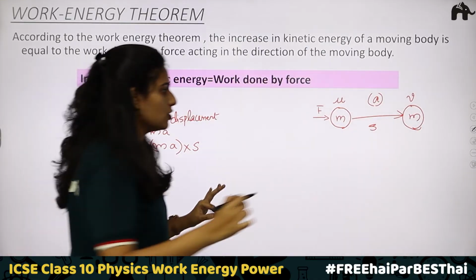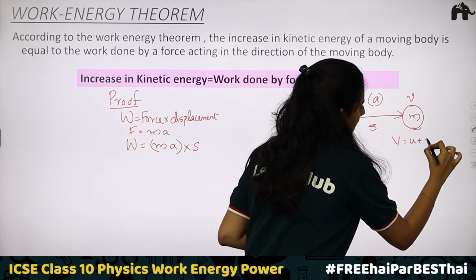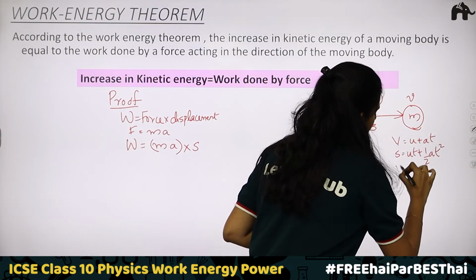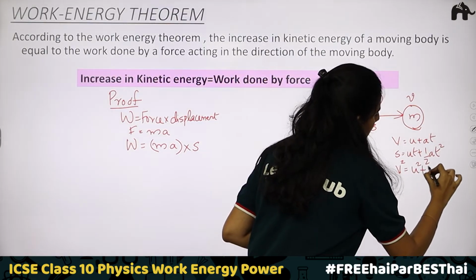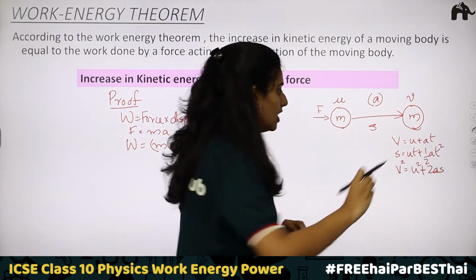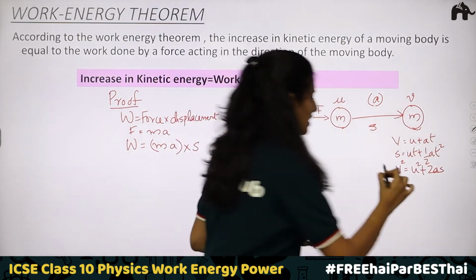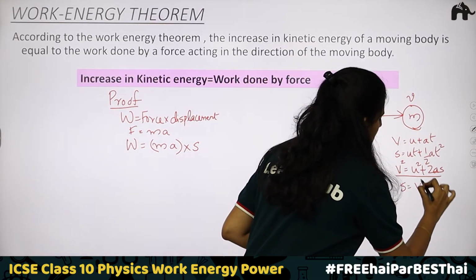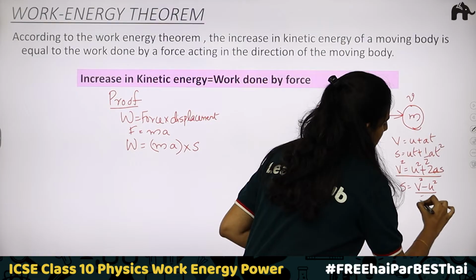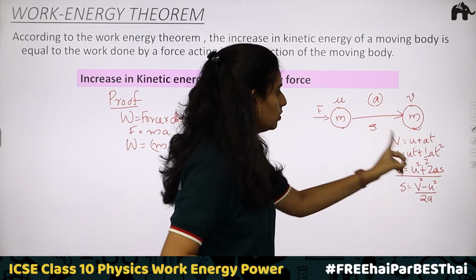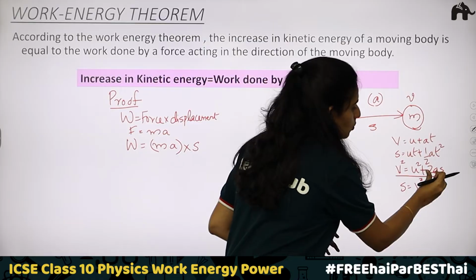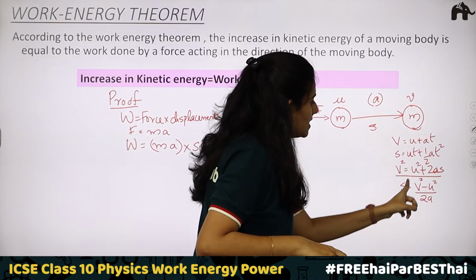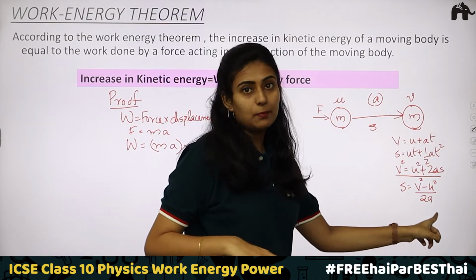Now, s can be derived from any of the equations of motion. We have studied 3 equations of motion: v is equal to u plus at, s is equal to ut plus half at square, and v square is equal to u square plus 2as. We need a relation between displacement and velocity, that is the third relation. From this, what is s? Taking u square to the opposite side, it becomes v square minus u square is equal to 2as. The 2a when taken to the opposite side becomes division. Therefore, s is equal to v square minus u square divided by 2a.